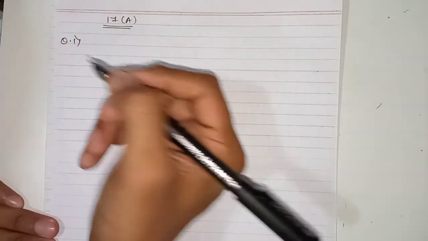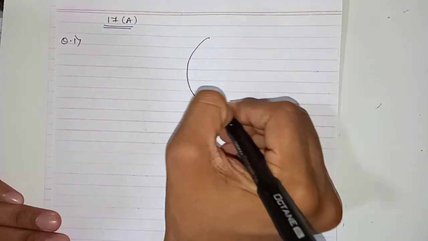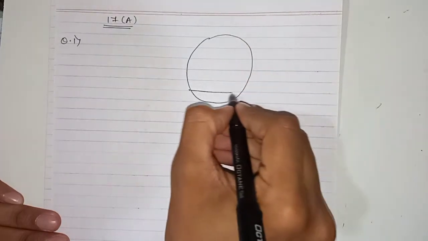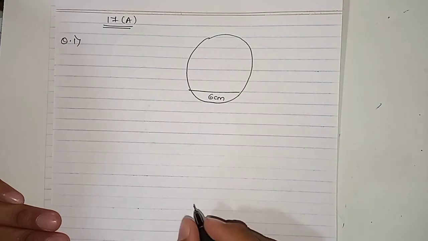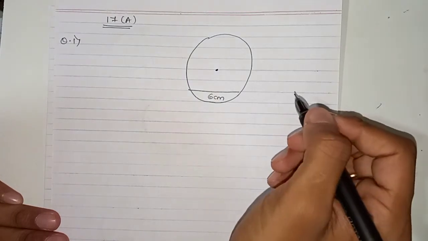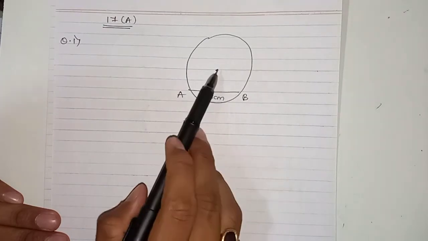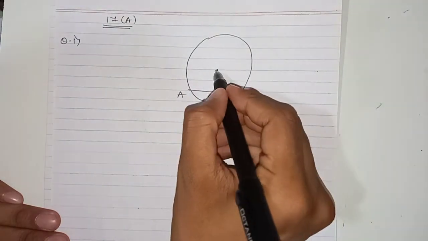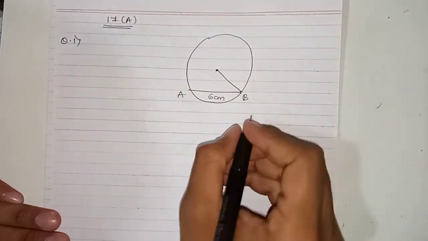Question number 17a. Sorry, exercise 17a, question 1. It says a chord of length 6 centimeter. There is a circle and there is a chord which has length 6 centimeter, is drawn in a circle of radius 5 centimeter. So ये circle है जिसका radius है 5 centimeter. Radius को कैसे बनाना है? If you are making a chord ना, always make the radius such that center से लेके chord के कोई भी एक point तक radius बनाओ. Let's say this is the radius. Center से लेके circle तक. This is the radius. ठीक है.